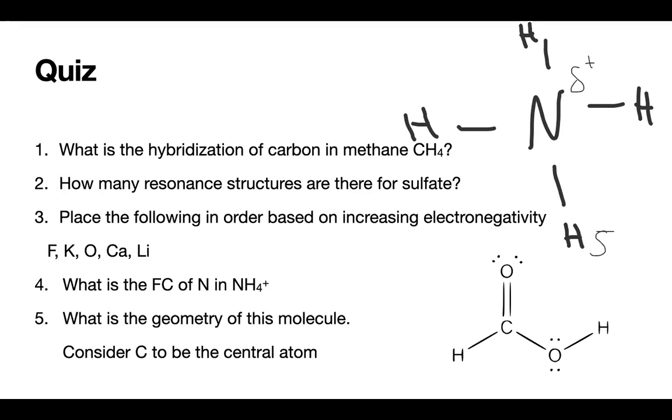So we look at the valence electrons for nitrogen. How many valence electrons does nitrogen have? 5. So if we do my little circle thing, how many electrons are surrounding the nitrogen? 4. So we do 5 minus 4, and we get positive 1 as our answer.